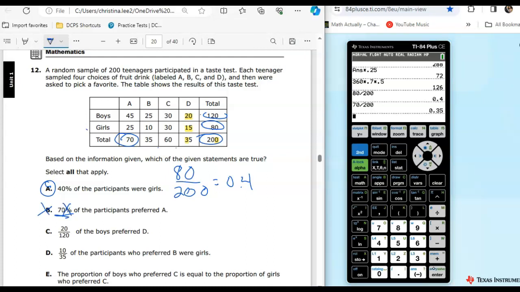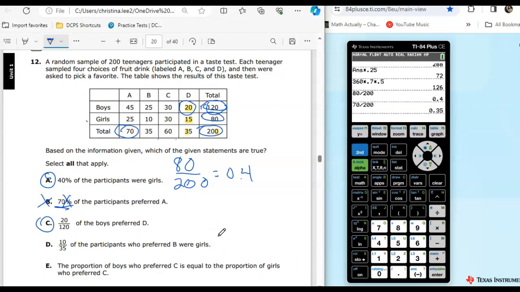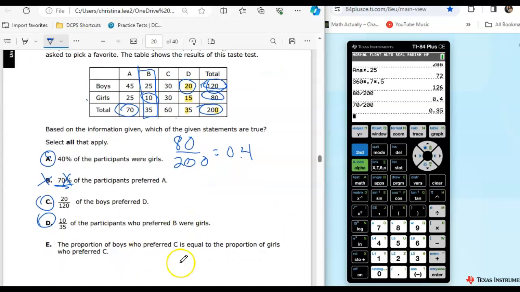C, 20 out of 120 boys preferred D. So 20 boys, yes, out of 120 liked D. Yes, that checks. D, 10 out of 35 of the participants who preferred B were girls. So here's B. Of the 35 that liked B, 10 of them were girls. So 10 out of 35 who preferred B were girls. That is true.